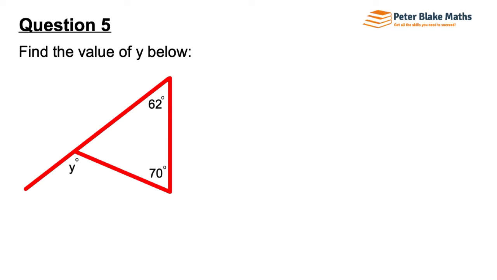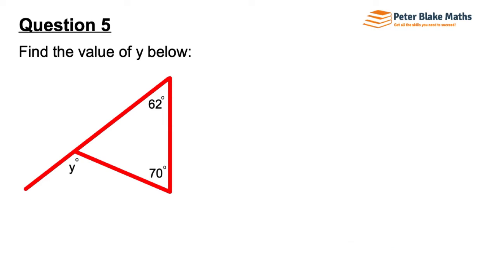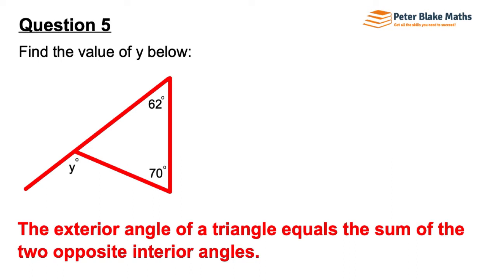Question 5. Find the value of y below. Alrighty, y is in a position that's called the exterior angle of a triangle. It's sitting on one of the sides extended, but it's outside the triangle, isn't it? And there's a rule that says the exterior angle of a triangle equals the sum of the two opposite interior angles. So y is going to equal 62 plus 70 in this situation.